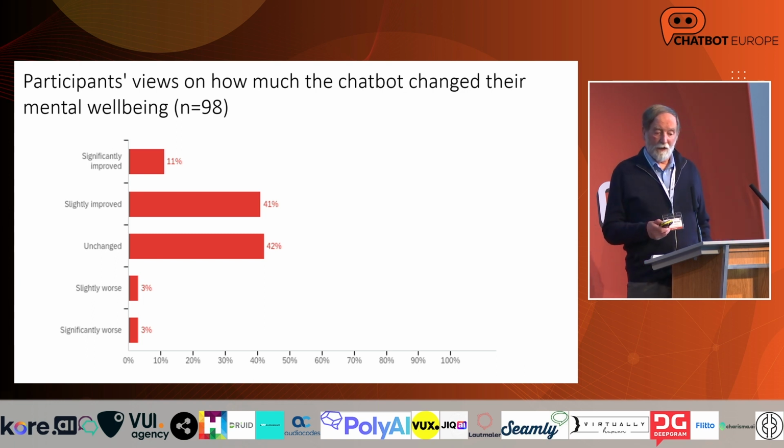The subjective aspect of it was what the people actually felt themselves. So in this case, we had 98 people, and roughly half of them were fairly happy, some very happy, and then there were quite a lot that were fairly neutral, and then just 3 or 4 at the bottom that didn't really think it helped them at all.